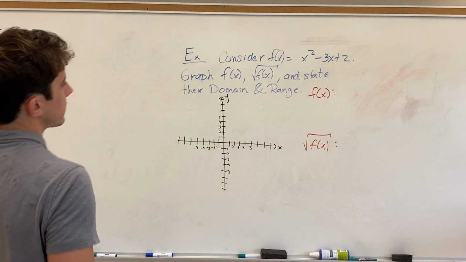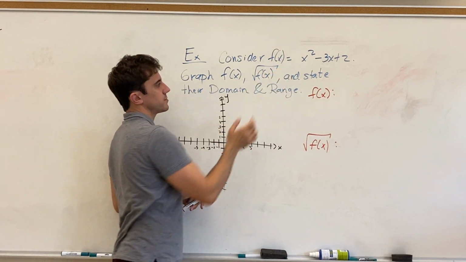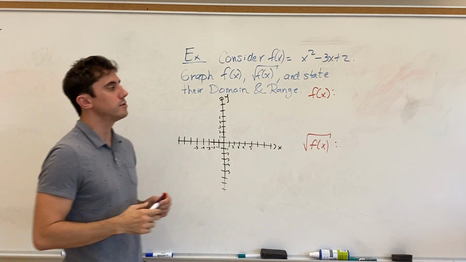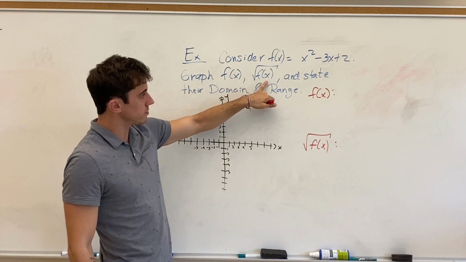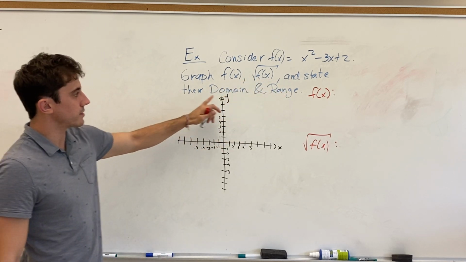Good afternoon, everyone. Today we're going to look at an example where we consider the function f of x being x squared minus 3x plus 2, a parabola, and we're asked to graph itself, its square root, and then state their respective domain and range.